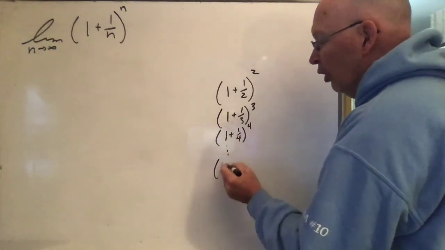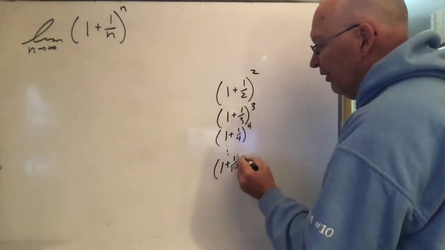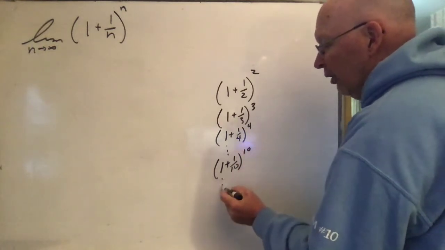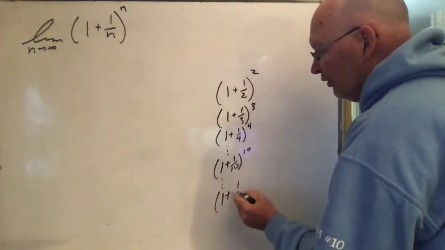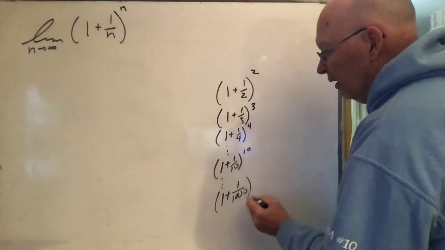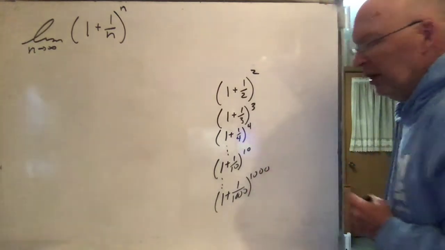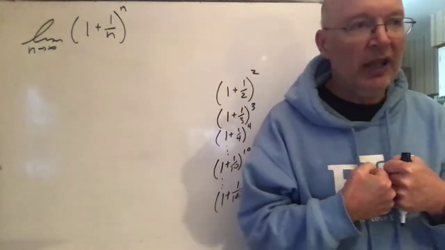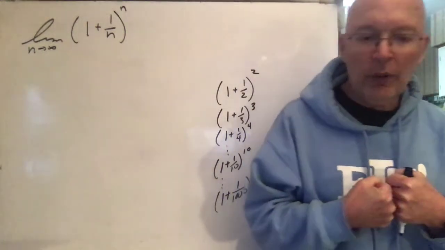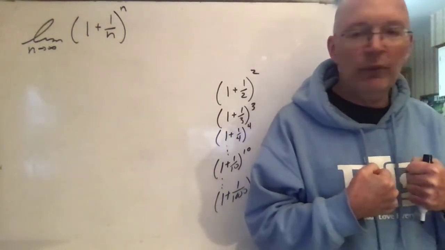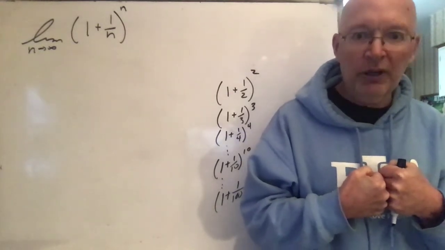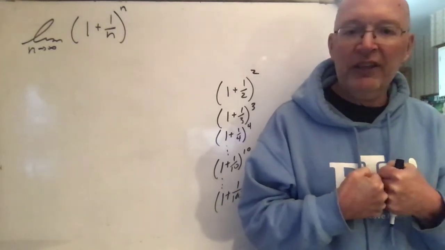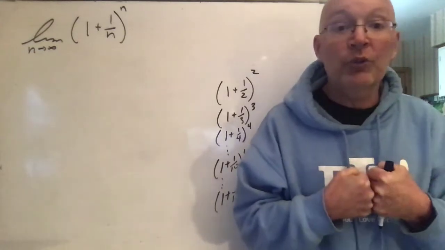Or if you keep on going, 1 plus 1/10 to the 10th power. Or you keep on going, 1 plus 1/1000th to the 1000th power. What's going to happen to that? You have two things that are in tension, okay? And this is what makes limits especially interesting when you have these things called indeterminate forms, where you have two things that are fighting each other and you don't know which one wins.